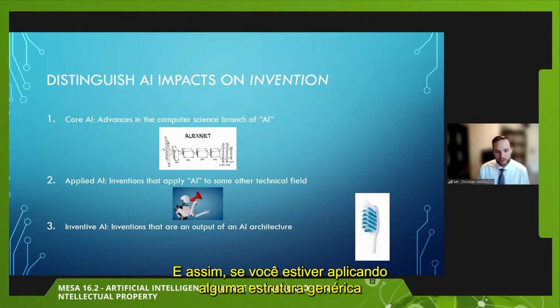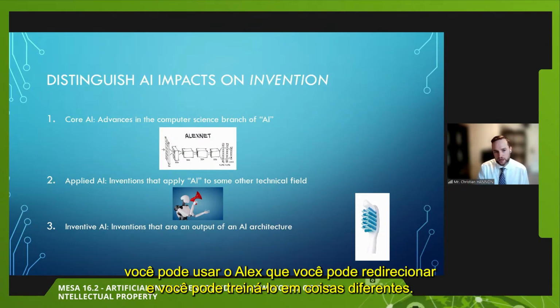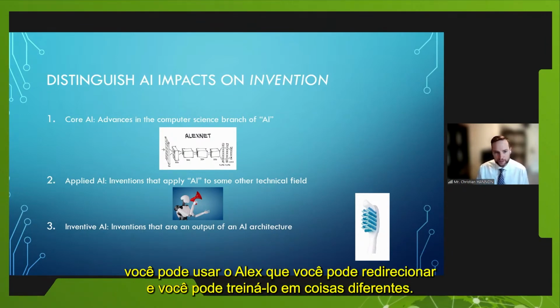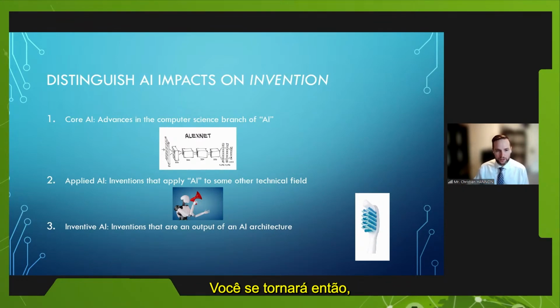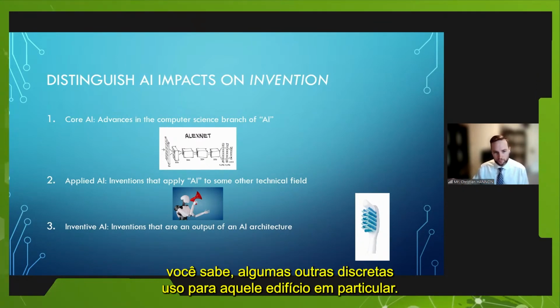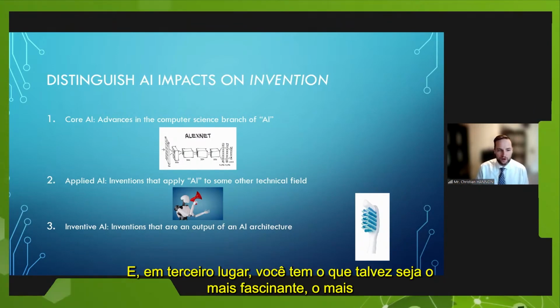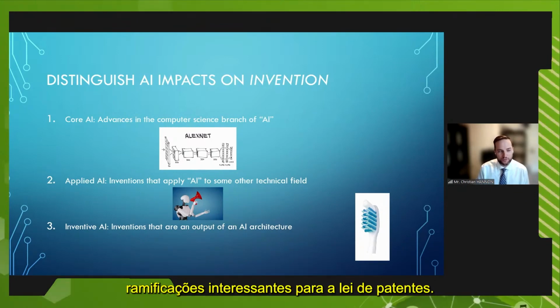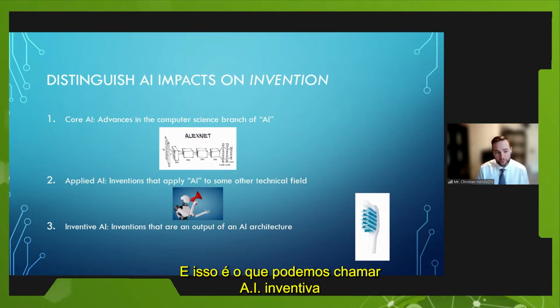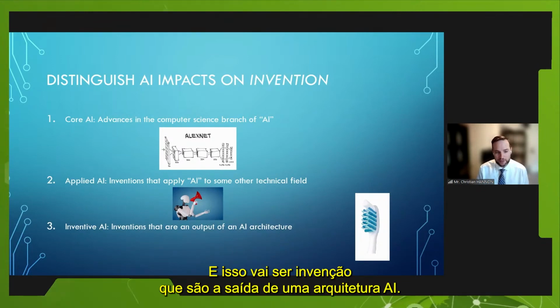And so if you're applying some generic structure, let's say at a certain point, you can use AlexNet and repurpose it, train it on different things. You will then become some other discrete use for that particular building block. That's going to be applied AI. And then third, you have what is maybe the most fascinating and interesting ramifications for patent law, and that is what we can term inventive AI. That's going to be inventions that are the output of an AI architecture.